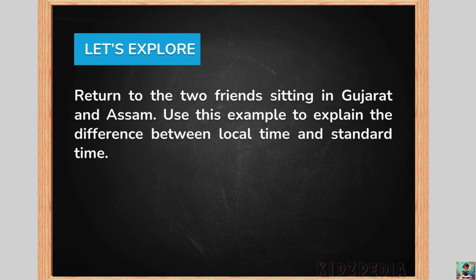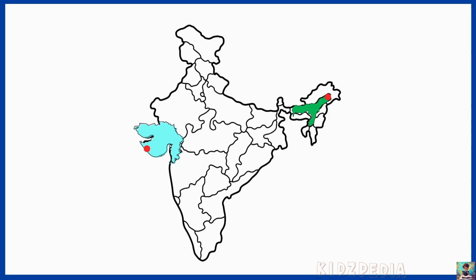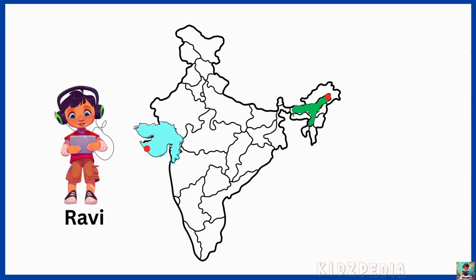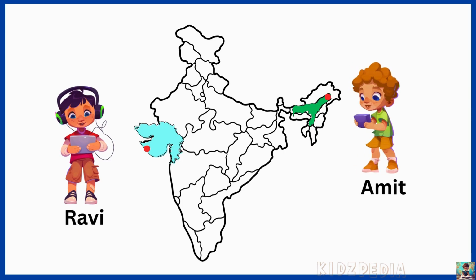Let's go back to our example of two friends. Let's say Ravi lives in Porbandar, Gujarat in the west of India, and Amit lives in Tinsukia, Assam in the east of India. The sun rises earlier in Assam than in Gujarat. So, Amit sees the sunrise at 5 a.m. but Ravi sees the sunrise at 7 a.m., that is 2 hours later. This difference in sunrise times is because of the Earth's shape and the way it rotates. This is what we call local time, the time based on the position of the sun in that particular place.